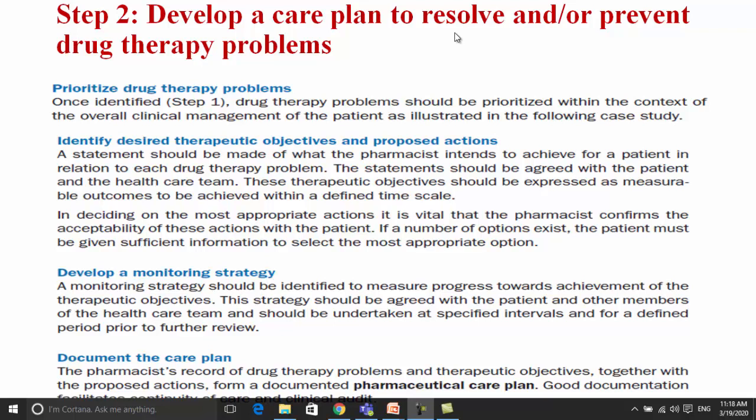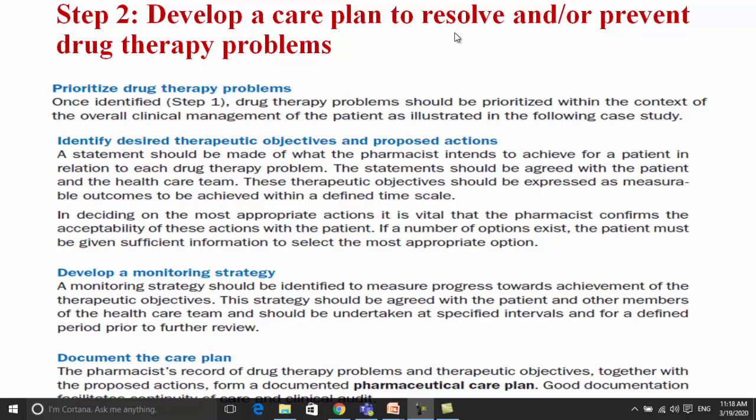Okay? In deciding on the most appropriate action, it's vital that the pharmacist confirm the accessibility and acceptability of this action to the patient. If a number of options exist, the patient must be given sufficient information to be able to select the most appropriate option, the right option for this patient. So you are providing the right pharmaceutical care for the right patient. Remember, you always provide the right pharmaceutical care to the right patient.